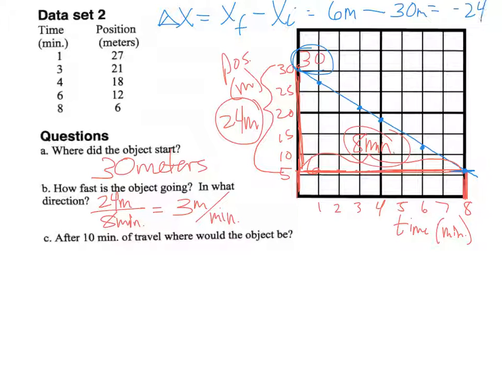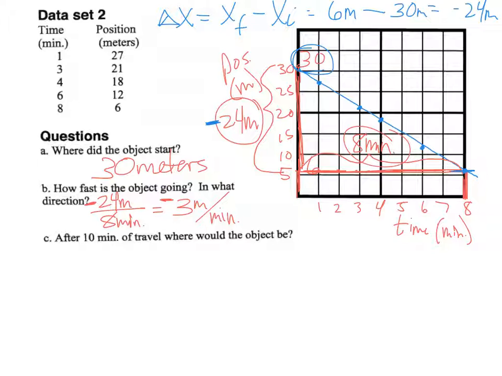So 6 meters minus 30 meters is negative 24 meters. So I should have had a negative sign on here, and I completely forgot. Negative 24 meters, because it is a negative change in position. Starts up here and ends down here. That is a downward change in position, which is negative, which means this should be a negative 24 in here, which means that this should be a negative 3 meters per minute. Don't forget the negative. So that's the direction. How fast? 3 meters for every minute. In what direction? Negative direction. Okay.